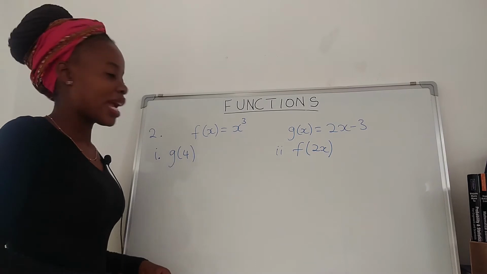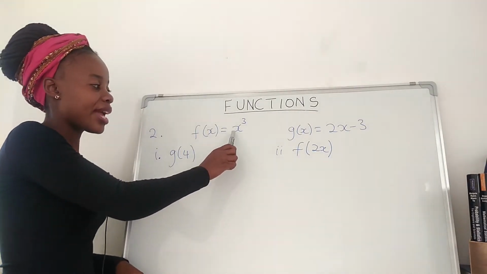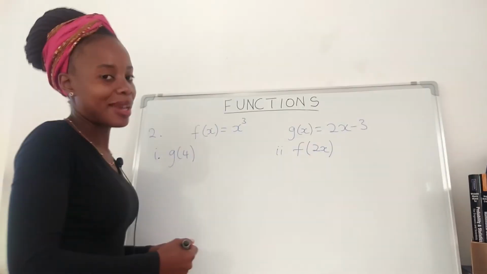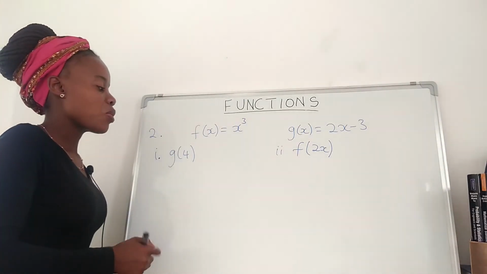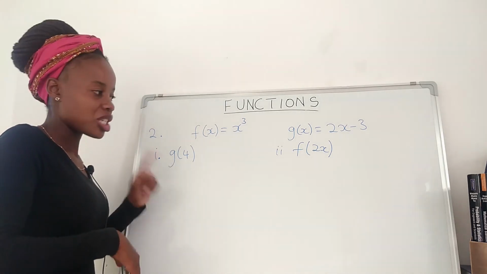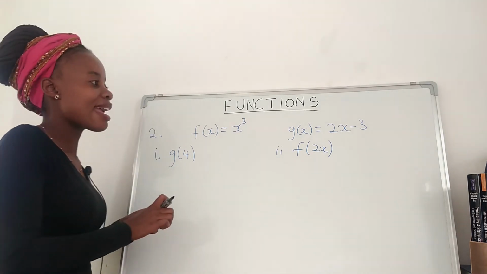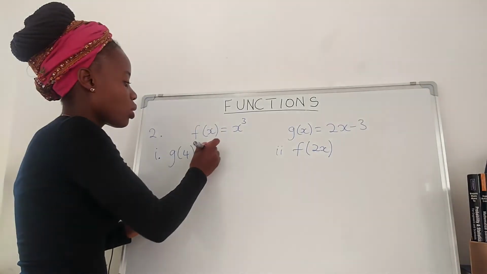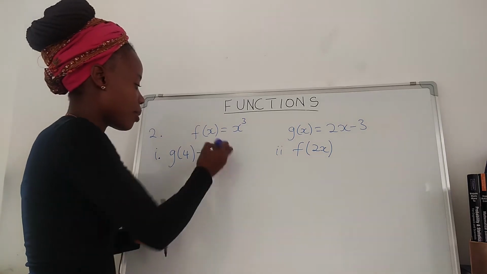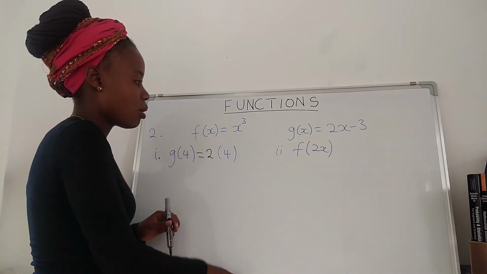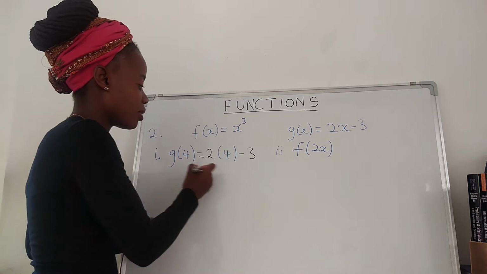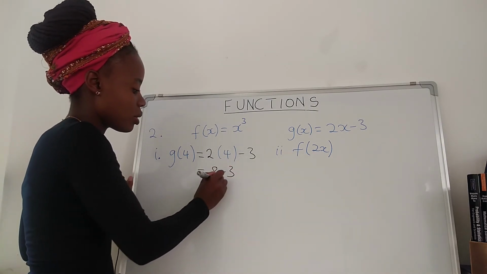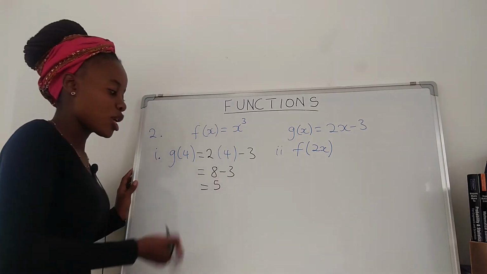Number 2, f of x is equal to x cubed and g of x equals 2x minus 3. Okay? So the first thing we are supposed to find is g of 4. So when we see x in this equation, we substitute with 4. So we are going to have 2 times 4 minus 3. This is going to be 8 minus 3, which equals 5. So our g of 4 is 5.